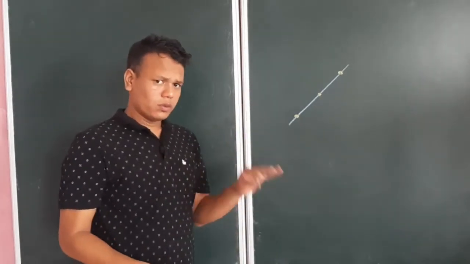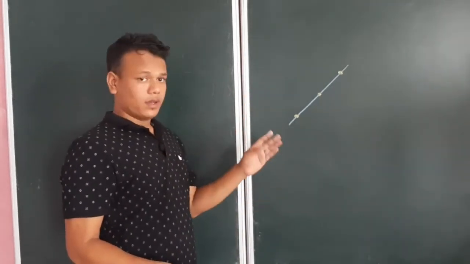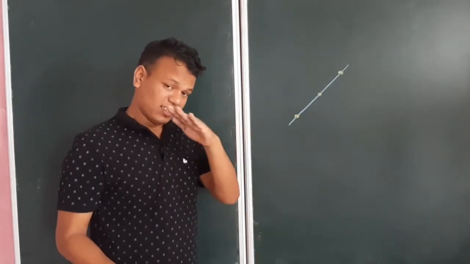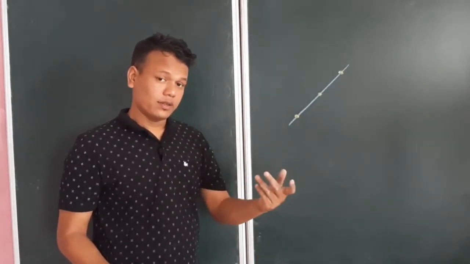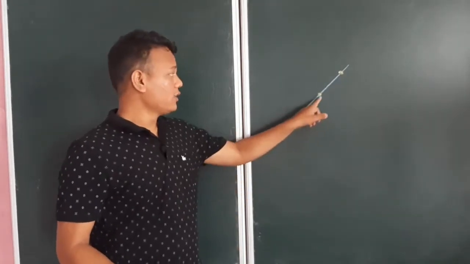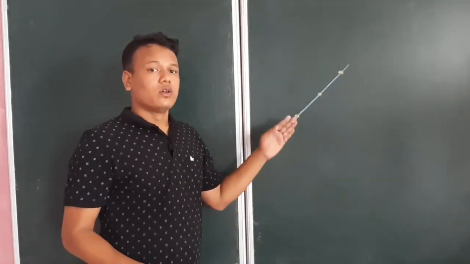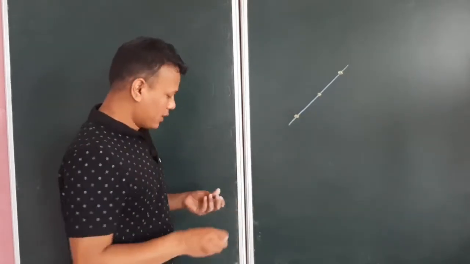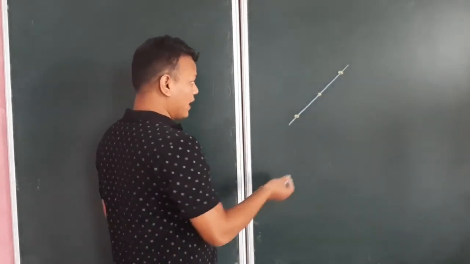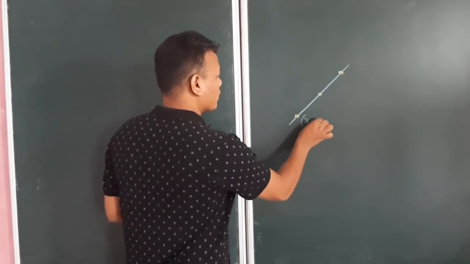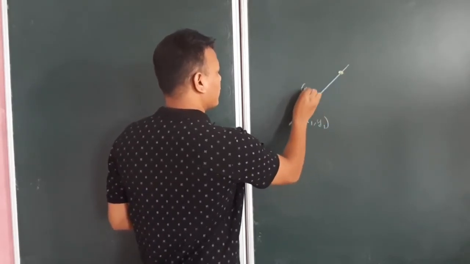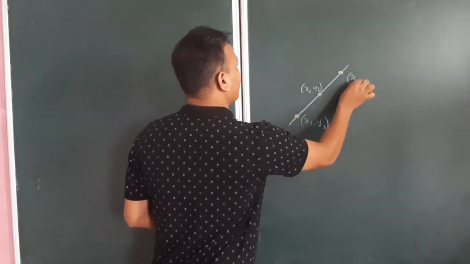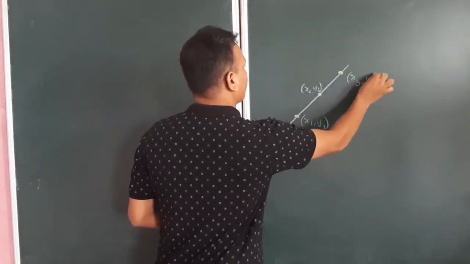Now you all know the meaning of collinearity. If the given points lie in the same straight line, then the points are known as collinear points. So basically these 3 yellow dots are collinear points for this particular straight line. Now here let me give coordinates. So this is my x1 y1, this is my x2 y2, and this is my x3 y3.